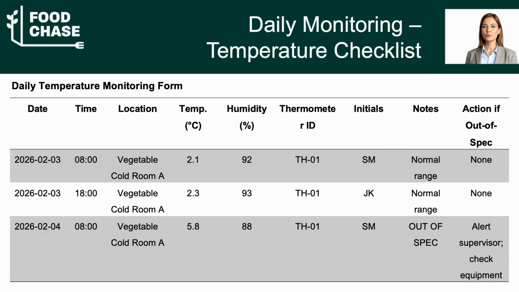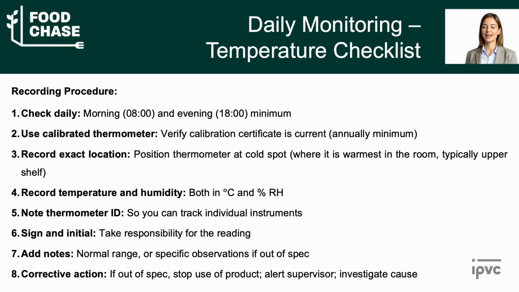This form is your proof, months later, that you were monitoring consistently and that you responded when something went wrong. Recording procedure: check daily, morning 8 o'clock and evening 6 o'clock, minimum. Use a calibrated thermometer. Verify the calibration certificate is current, annually minimum. Record the exact location. Position the thermometer at the cold spot, where it is warmest in the room, typically the upper shelf.